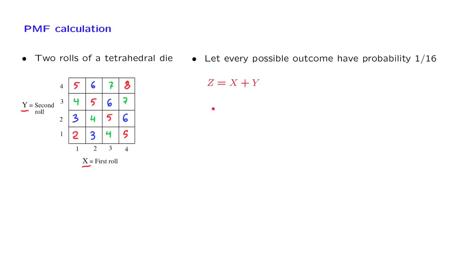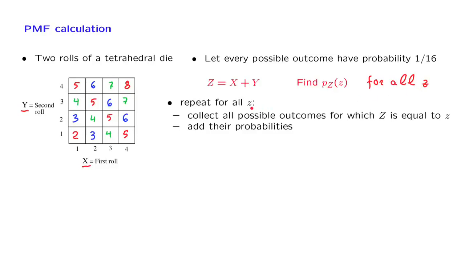What we want to do now is to calculate the PMF of this random variable. What does it mean to calculate the PMF? We need to find this value for all choices of little z, that is, for all possible values in the range of our random variable. The way we're going to do it is to consider each possible value of little z one at a time, and for any particular value, find out what are the outcomes, the elements of the sample space, for which our random variable takes on this specific value, and add the probabilities of those outcomes.